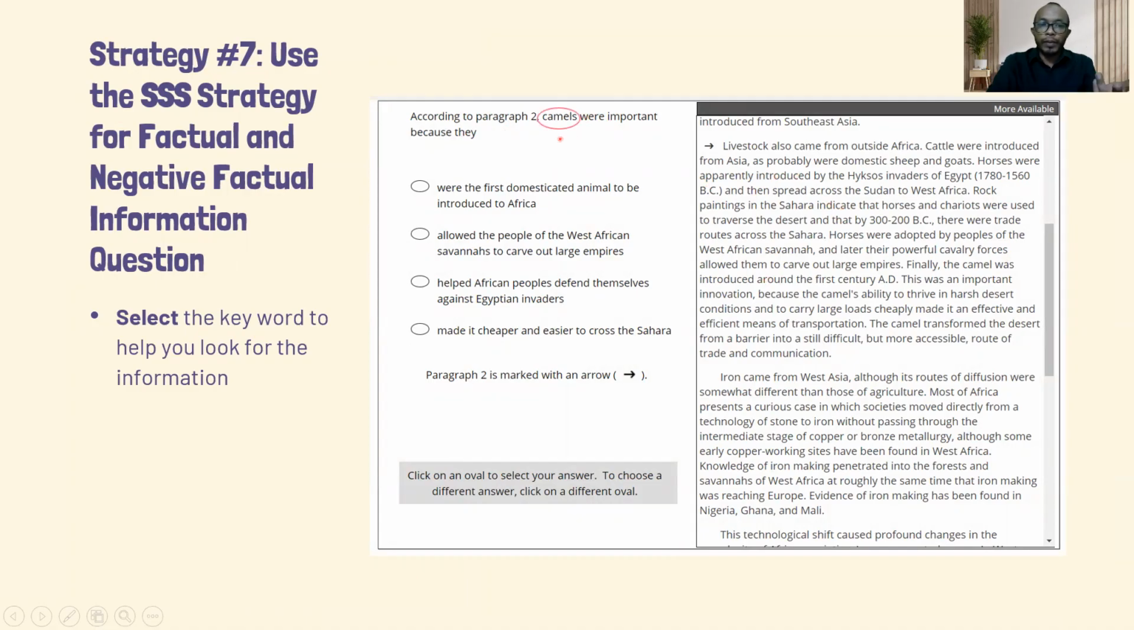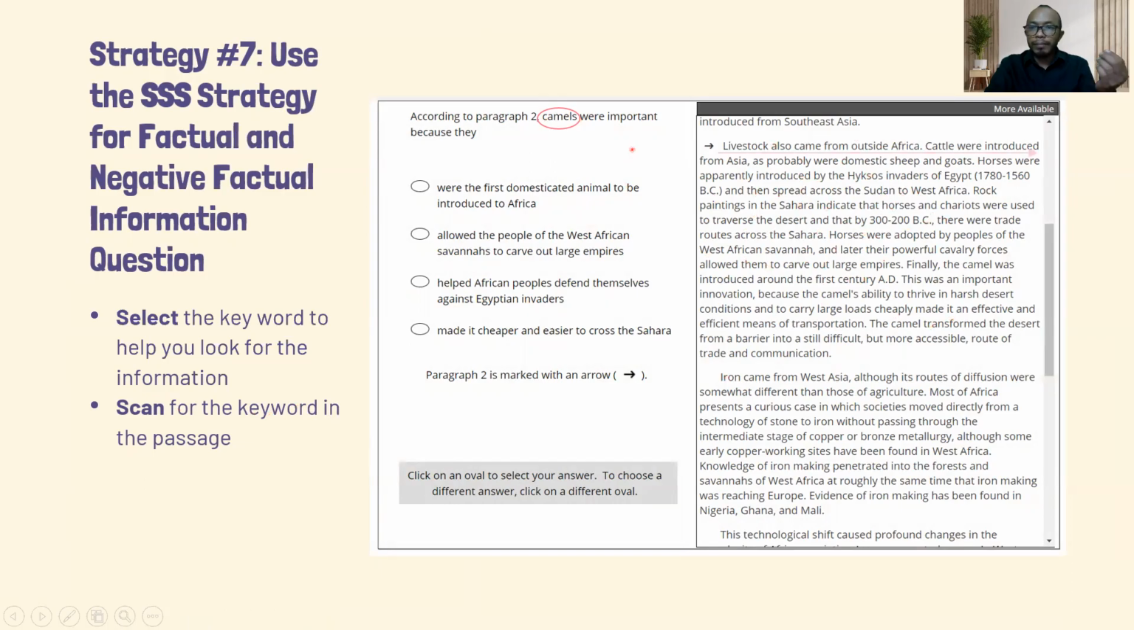Now, after you select the keyword, you need to scan for the keyword in the passage. Okay, so scan, remember, means reading fast, ignoring unknown or difficult words to find the keyword.